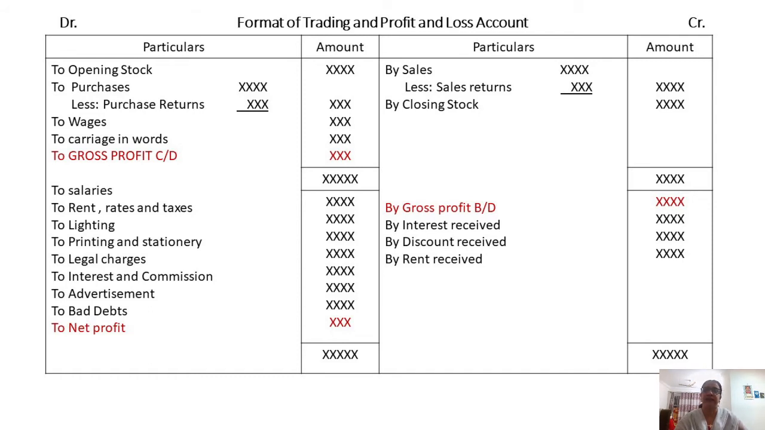Then bad debts. Bad debts means the debts which are irrecoverable. That means you are not going to receive some of your amount. The amount which you are not receiving back is a bad debt, and that is a loss which is shown in the debit side of P&L account. These are the administrative or selling and distribution expenses.